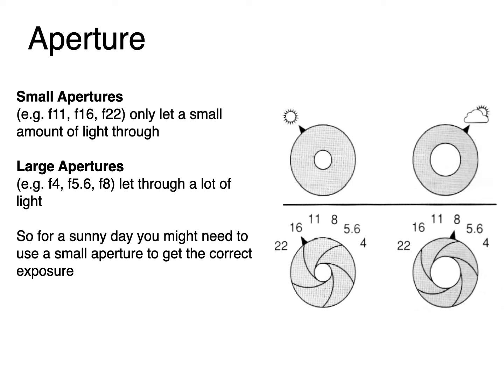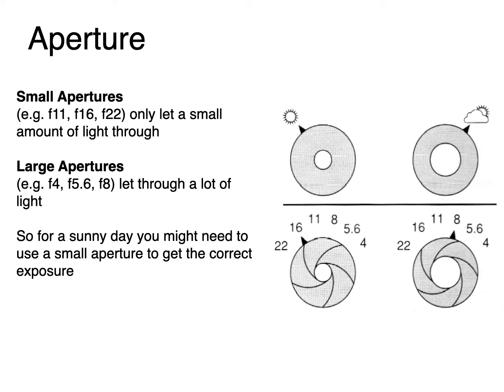Okay, so large apertures let through a lot of light. See, the number plays a major role. So this is the tricky thing that you have to keep in mind. A larger f-number, f11, 16, 22, means a small amount of light. f4, 5.6 and 8 mean a lot of light.